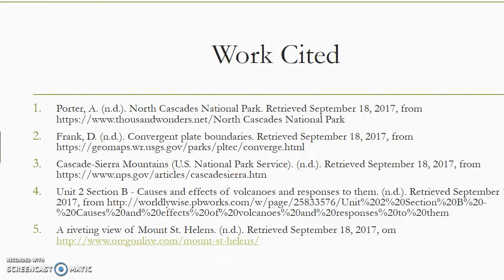And that, my friends, is a little bit about the Cascade Mountain Range and the convergent boundaries characteristics. Thanks so much.